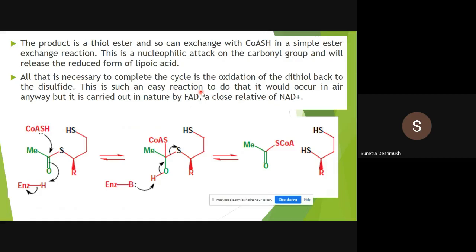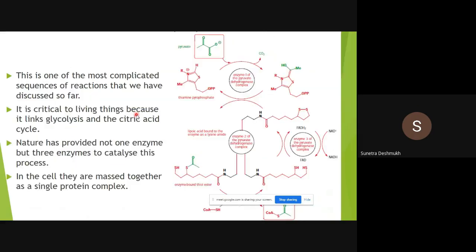This is such an easy reaction to do that it would occur in air anyway, but it is carried out in nature by FAD, a close relative of NAD plus. Okay, so FAD you can find in the book of Clayden. So simply, what is the catalytic cycle of all these things?